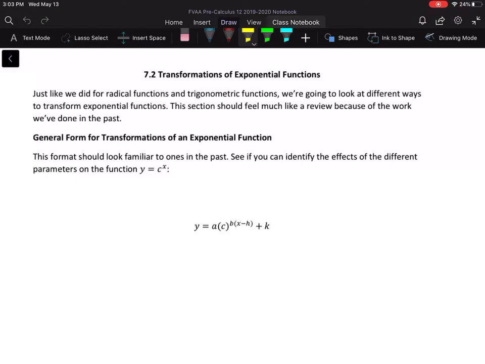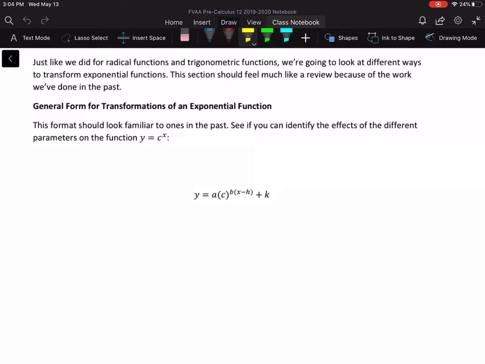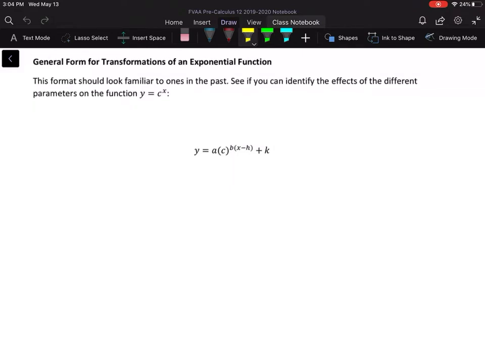So just like we did for rational functions and trig functions, we're going to look at different ways to transform exponential functions. This section should feel very much like a review because of the work we've done in the past. Yeah, just exactly what I just said.